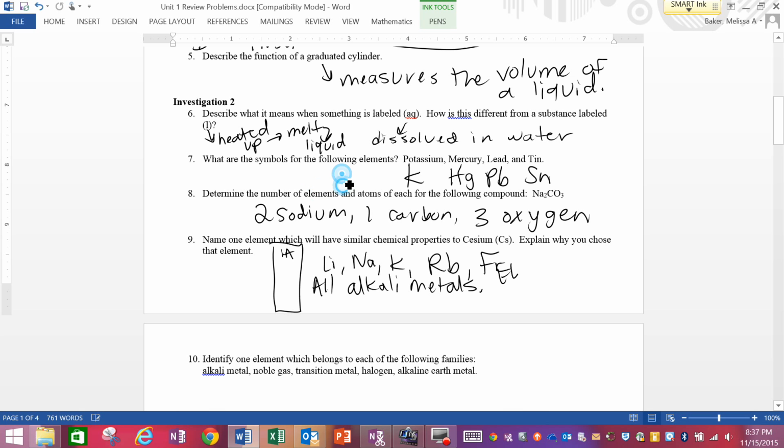And elements in the same group have similar properties. You wouldn't choose hydrogen for that one because hydrogen's kind of an exception. Even though technically it's listed in the same group, it's a gas, so it's not one of the alkali metals.